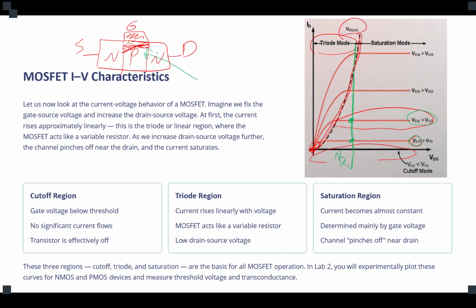The number of electrons is based on the capacity for the width of that channel.